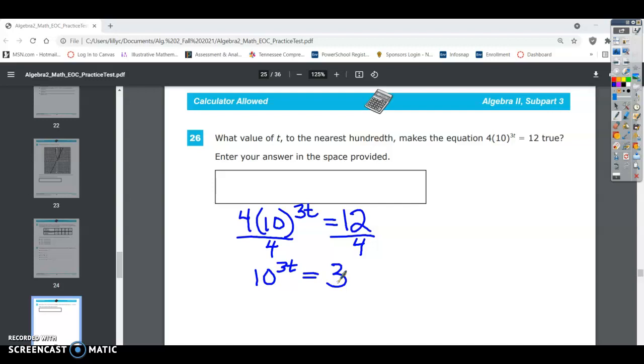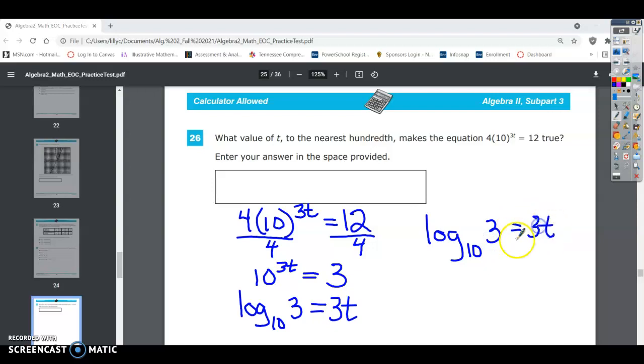So if I rewrite this as a logarithm, it's going to be log base 10 of 3 equals 3t. And then I'm going to do log base 10 of 3. Divide both sides by 3 to get t by itself. So you can plug this in your calculator.